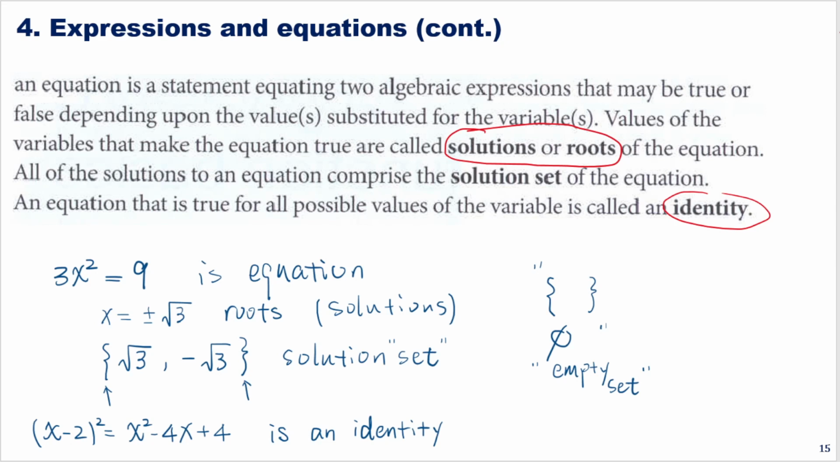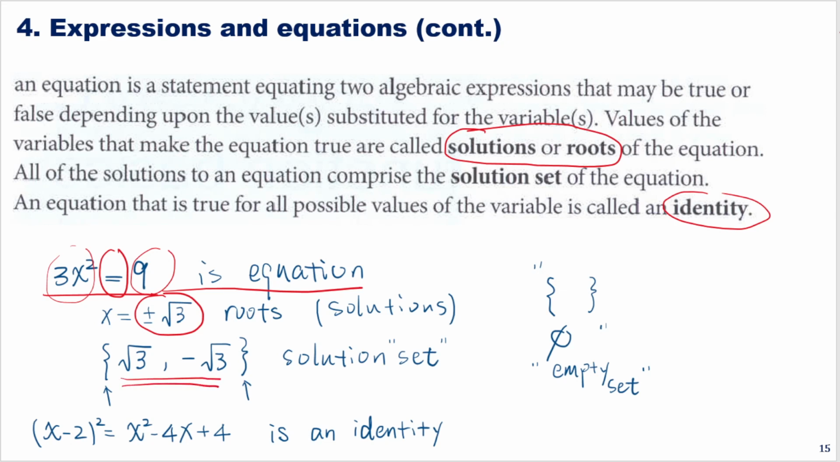So here I just want to use an example to illustrate the terms. For example, if we have 3x squared equals 9, when you have this symbol here, this is called an equation, which means the left side equals the right side. And the values that make this equation true, in this example, x can be either positive or negative square root 3, right? These values that make this equation true are called the roots or solutions to that equation. And the solution set is the set that contains these two numbers.